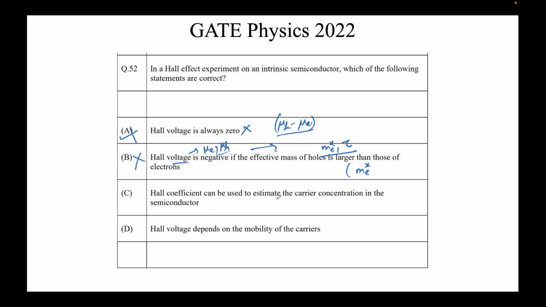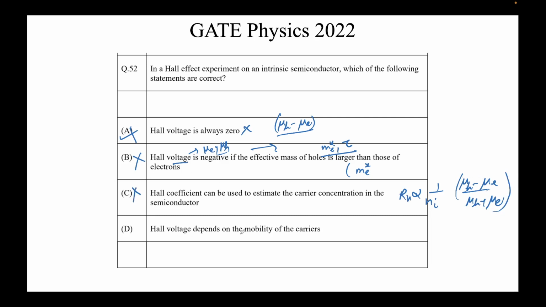Hall coefficient can be used to determine the carrier concentration of the semiconductor? That's not correct. Remember that the Hall coefficient was dependent on n i and some factor of mu H minus mu E upon mu H plus mu E. So you cannot directly determine the concentration just based on R H. You also need to know the mobility. So we cannot directly determine that.